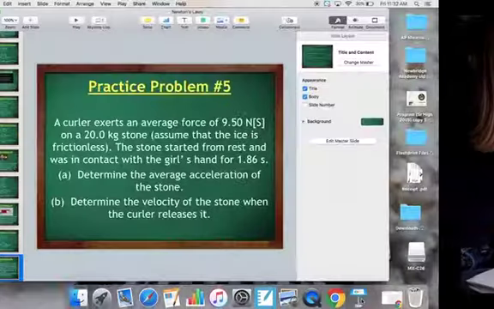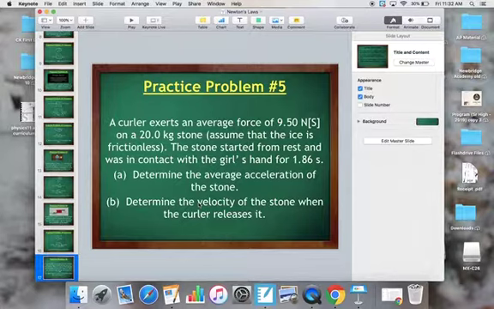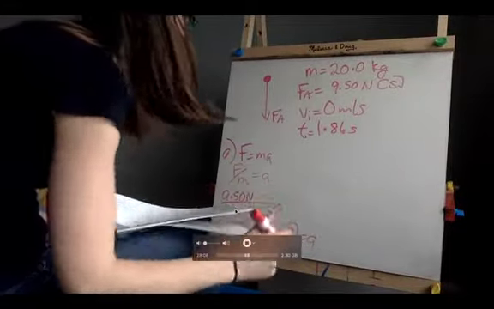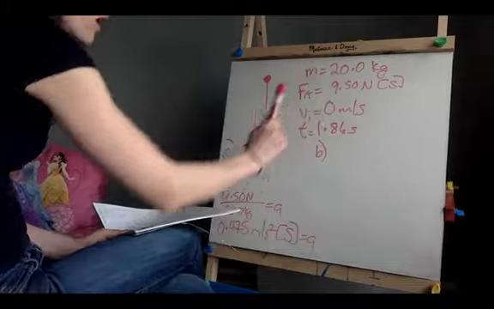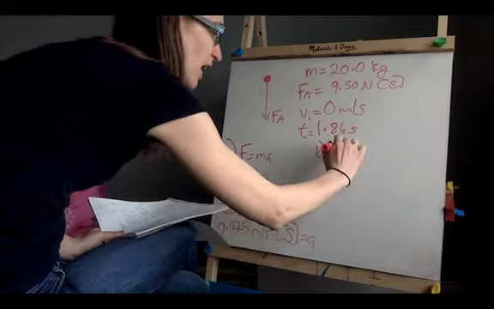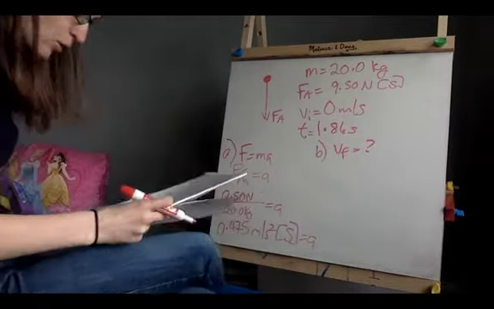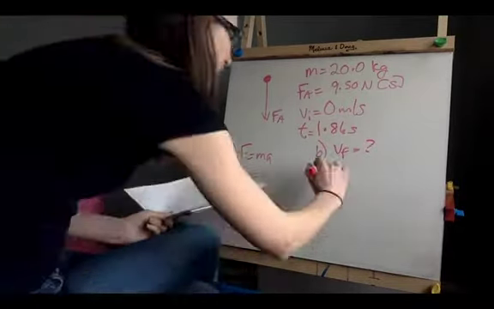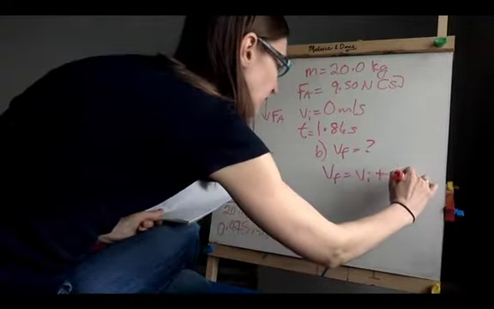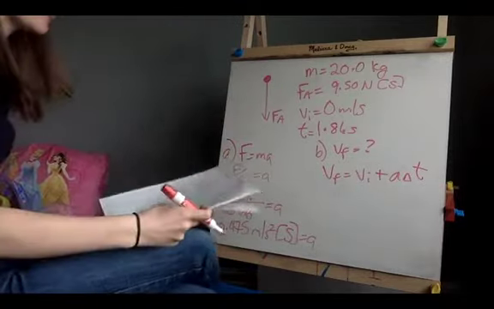If we go back and look at what part B is asking, it's saying determine the velocity of the stone when the curler releases it. So again, this comes back to our kinematics. What we have now is VI, acceleration, and T, and we're looking for VF. And we have an equation that helps us with that: VF is equal to VI plus A times delta T. And this is just a matter of plugging in those values.